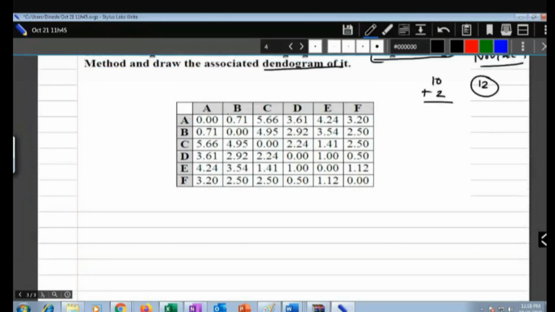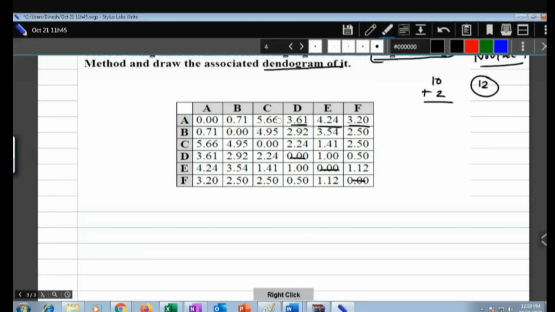Now let us understand this. For A, B, C, D, E, F, the row heads and column heads represent the cluster names. A to A will obviously be 0, B to B, C to C, D to D, E to E, F to F will be 0. So it is a symmetric matrix. Let's look at this point 71. This represents that A to B has the distance 0.71, so obviously B to A will be the same. Whether you read it by row or column, it is one and the same. A to C is 5.66, A to D is 3.61, A to E is 4.24, and A to F is 3.20, like that. Now what do you have to do?